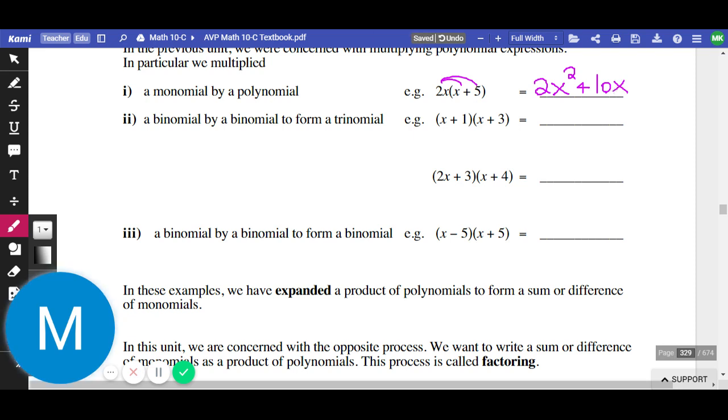We distributed monomials. Then we had binomial times binomial. When we had binomial times a binomial, we did distribution. We also did area diagrams, right? We did both, and it was your choice on what you wanted to do. But we found most of the time when we multiplied a binomial by a binomial, we ended up with a trinomial, which looked like this. We usually had to collect like terms.